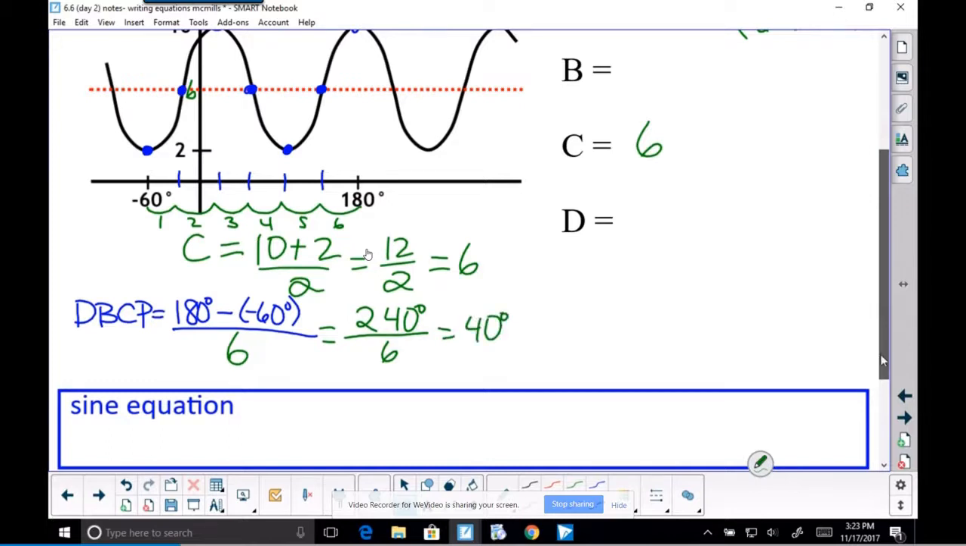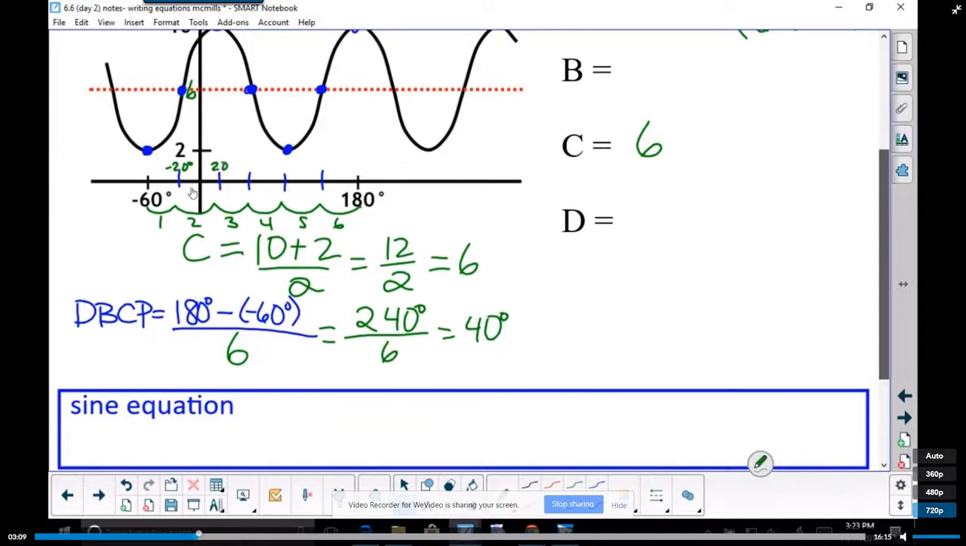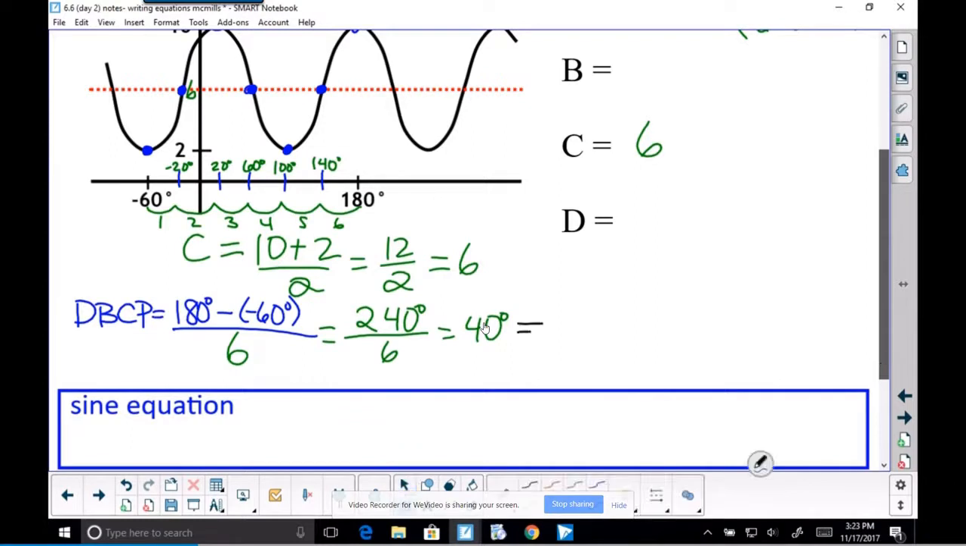And you can also check that on your graph. So notice we're given negative 60. If you add 40, you get negative 20. Add 40 again, you get positive 20. You get 60, 100, 140, and 180. What's nice about doing this is then you can check that you're correct, because if it works, you know you did it correct. So then you can find the period.